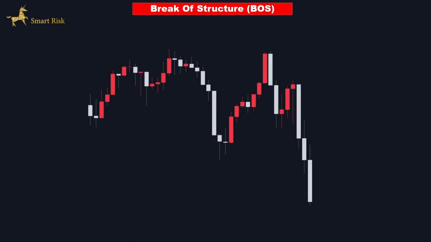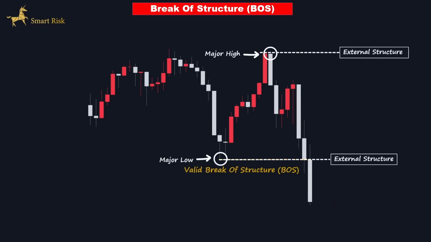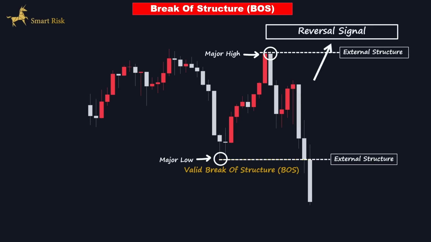Consider a bearish market structure. To have a valid break of structure, we require the price to break and close below the most recent lower low with the body of a candle. Therefore, if the price breaks the newly generated major high to the upside, we consider it a trend reversal signal, indicating that sellers have lost control.